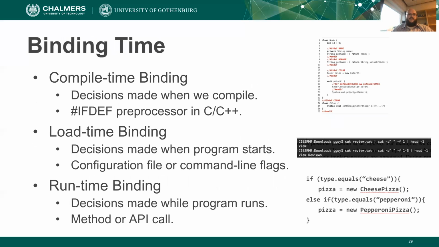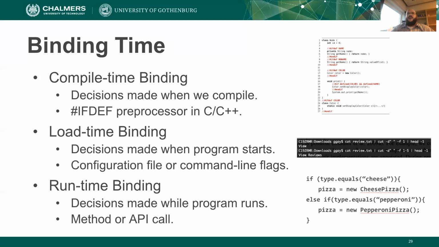Right, so when we derive a product, we make a set of decisions. We decide which features will be included in the product or not. So we say that we bind a decision. Different implementation techniques allow binding decisions at different times. Right? When do we decide which assets to include? We have different options. We have compile time binding or static binding, static variability. We have load time binding, and we have runtime binding, which is also called dynamic variability.